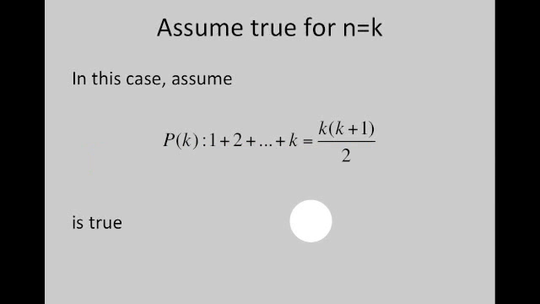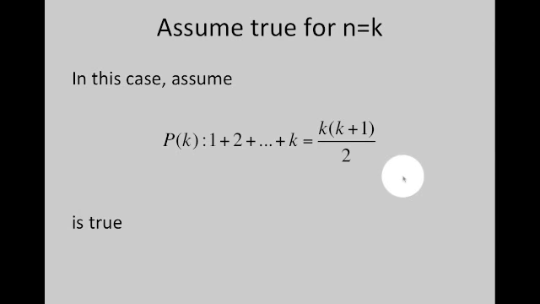Oh, sorry. One thing. Before we continue, we have to assume that the proposition is true for n equal to some other variable. We cannot assume it's true for n because that's what we're trying to prove. So we have to say if n is something else, k for example, we are assuming that this is true.